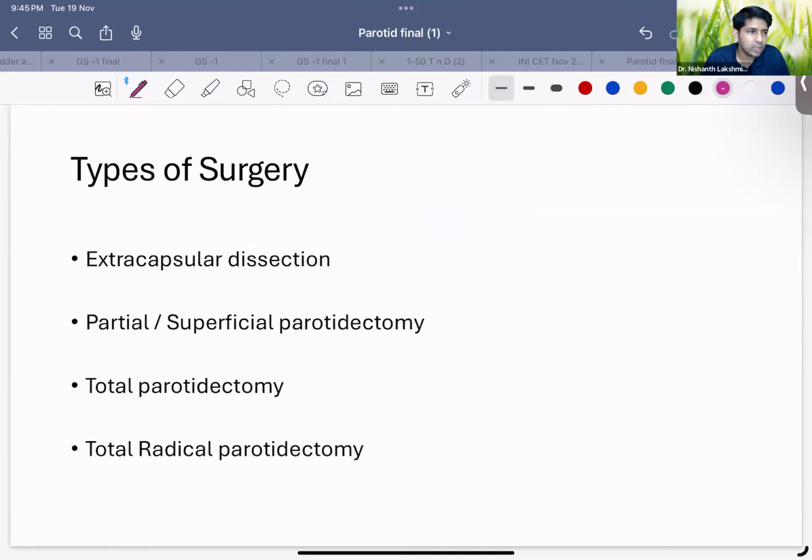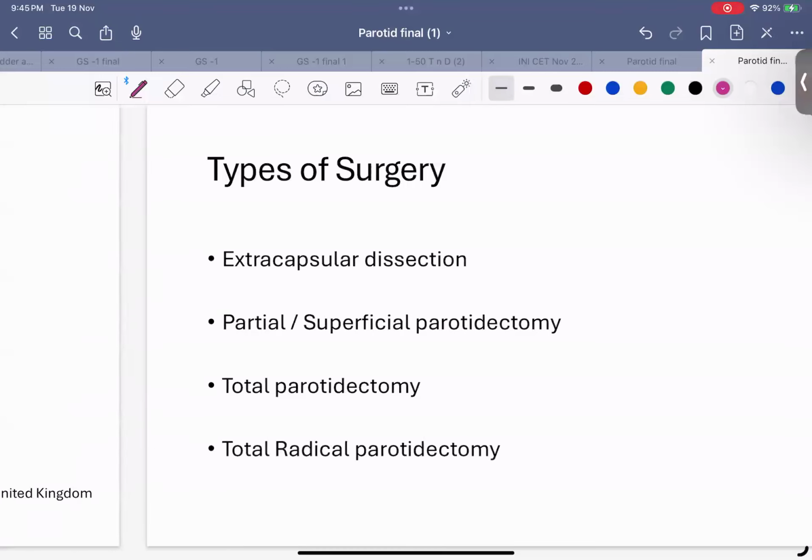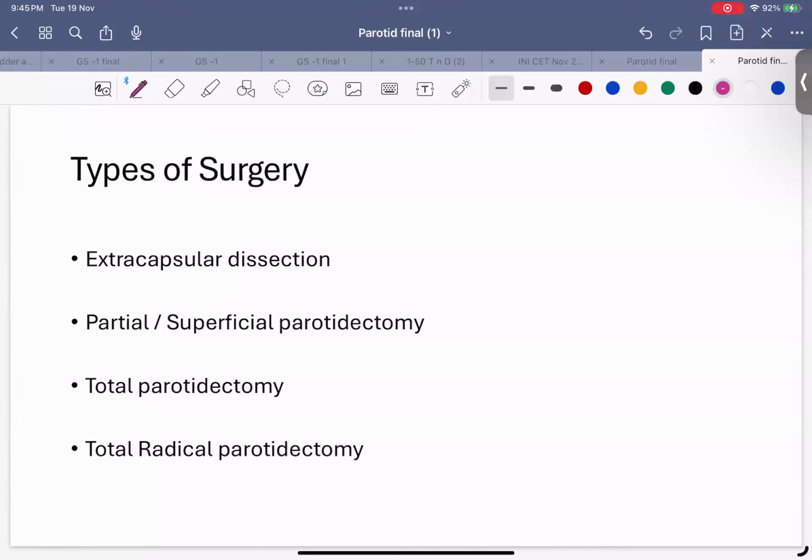Nishant, yes, sir. Can I just interrupt? There is another option, extracapsular dissection, wide local excision of the parotid. If it's a small tumor, less than 2 centimeters in size, is there a role for frozen section? I'm just coming to that, sir.